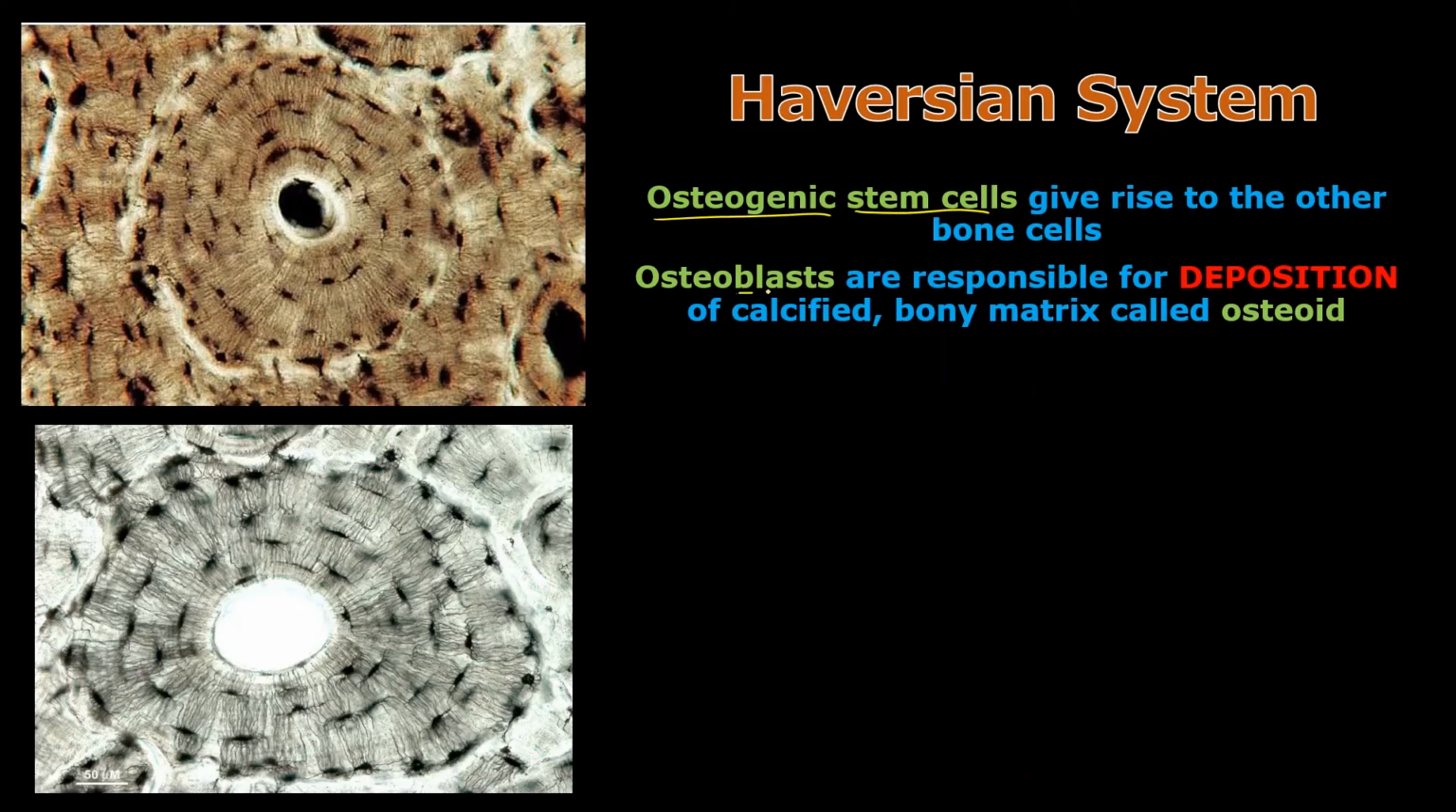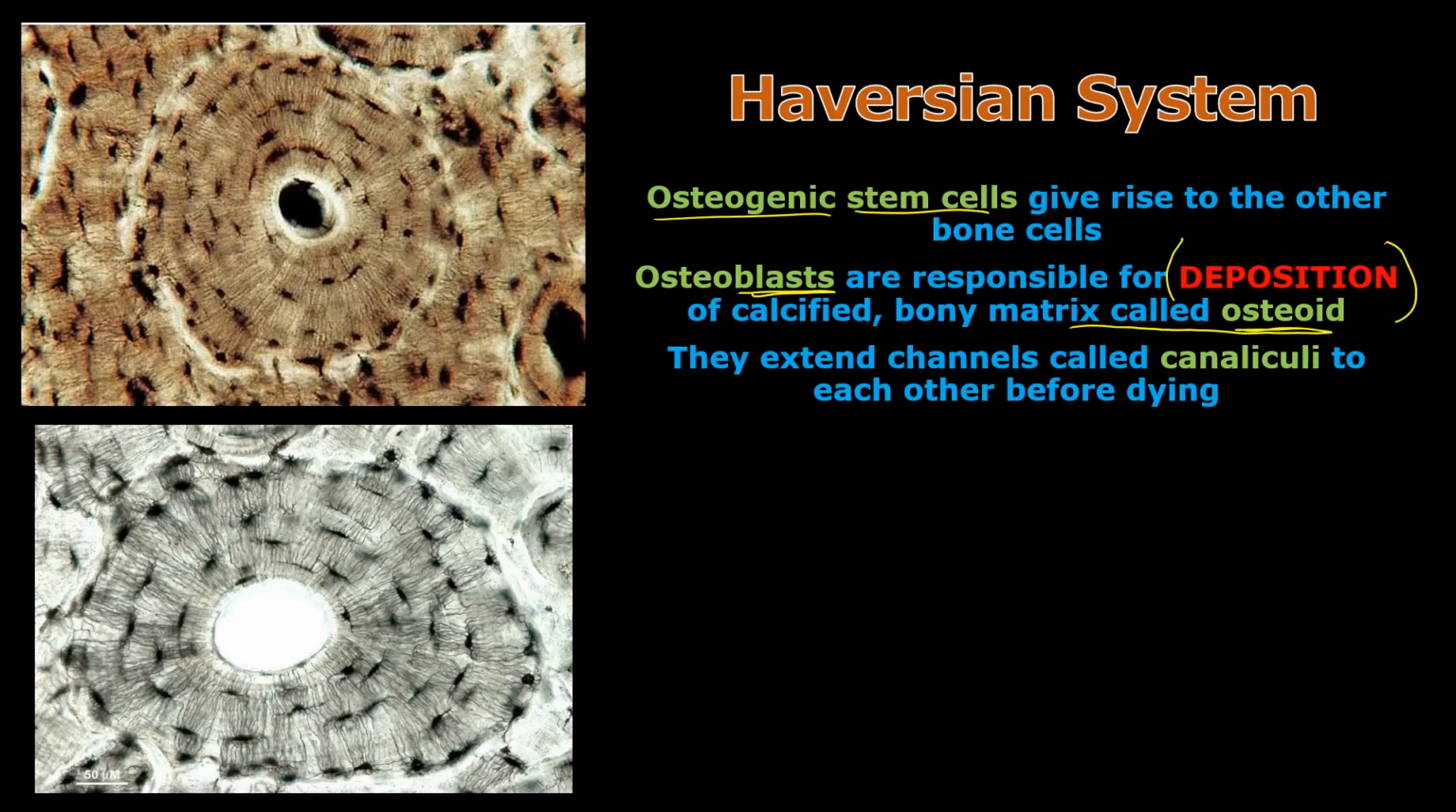Now, if we remember from previous talks, blasts refers to a cell that is building something, right? And if you're building bone, the word for that, here in red, is deposition. Just like you're depositing money in the bank, you would deposit material to make the bone stronger or thicker, right? So when we're depositing the bone through deposition, osteoblasts are doing that, and they're doing it by laying down that hard matrix called osteoid.